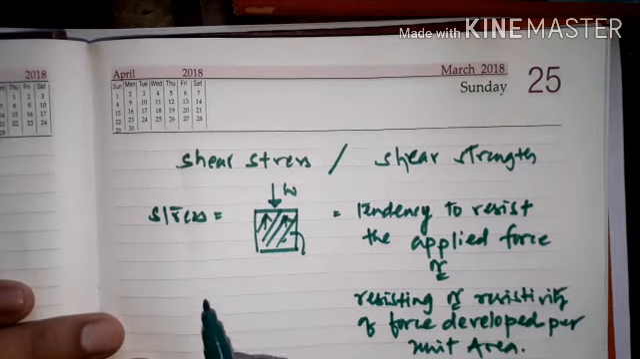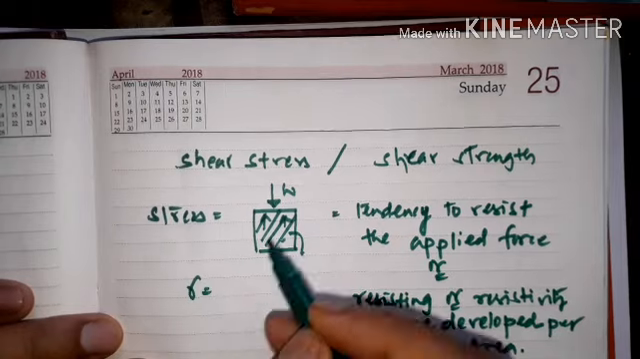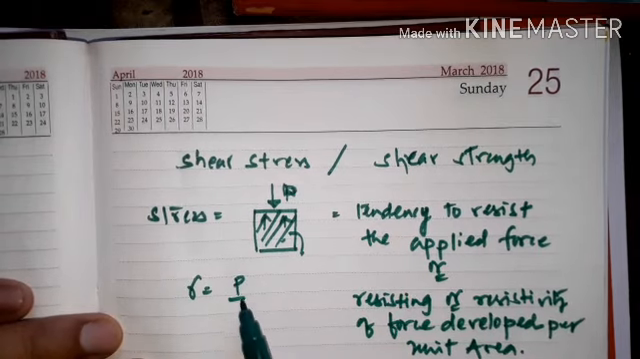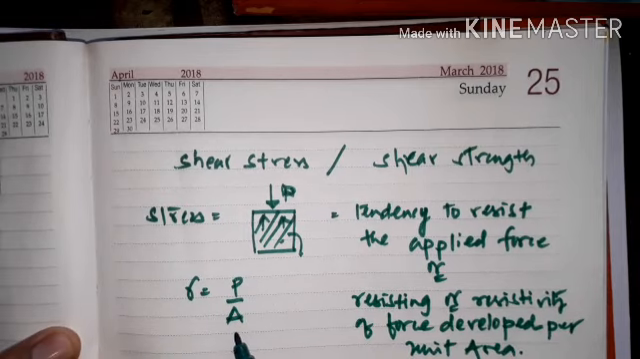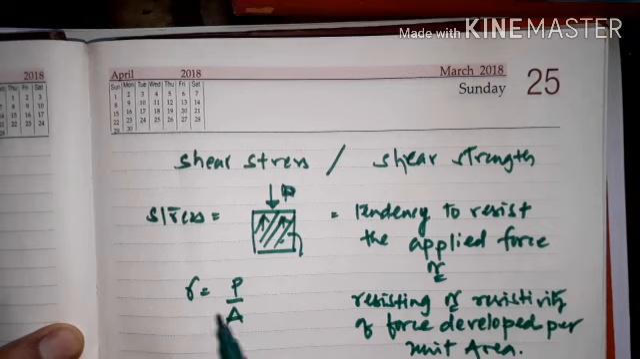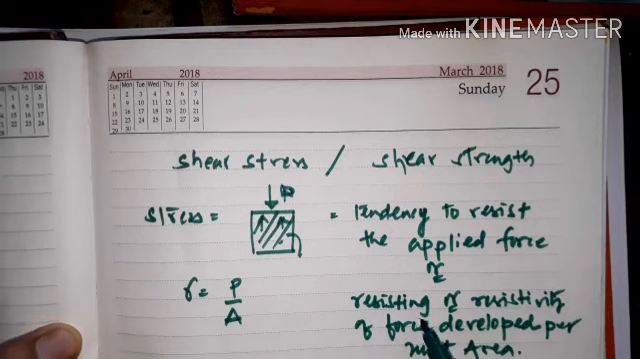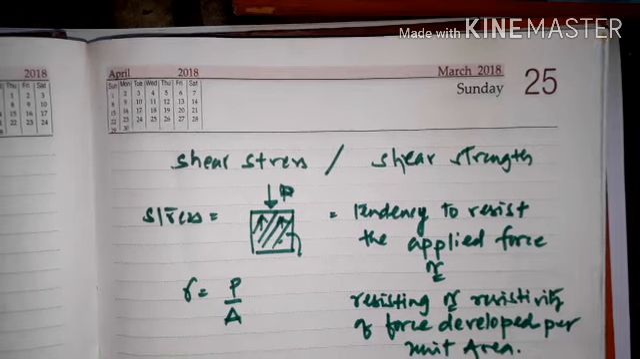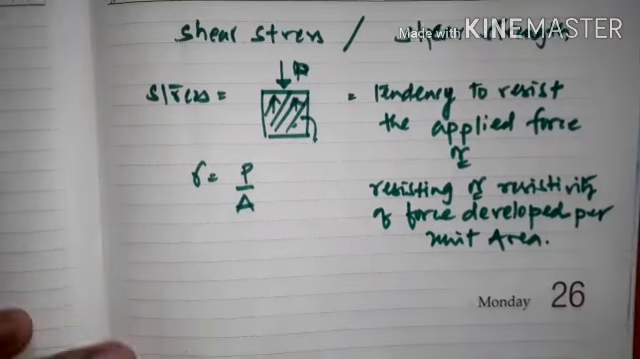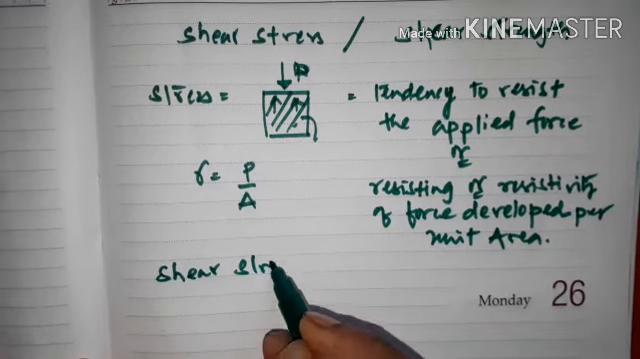So if I want to calculate stress, sigma, suppose this is P, so P by area. That is, the force applied is P over a cross section of area A. So stress is the resisting power or resisting strength of material, the resistivity of force developed per unit area. Understood? Next is shear strength, which is very important. We are going to discuss it in this module.